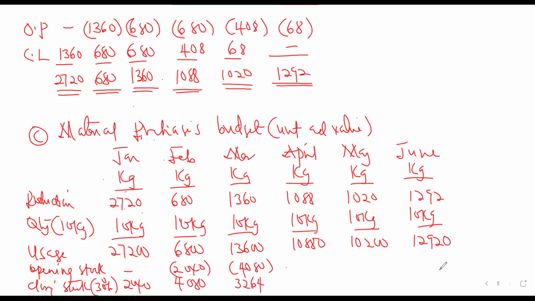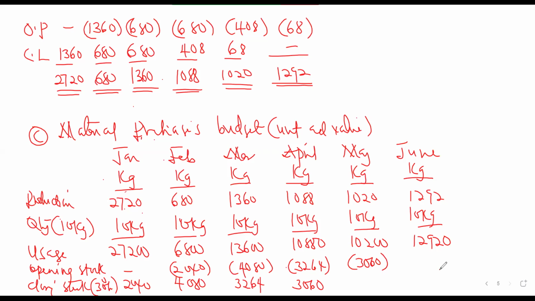This will become opening stock over here. What will be the closing stock for April? That will be 30% of 10,200. I'm having 3060. Can someone confirm that? Yes, sir. This will become opening stock in May.